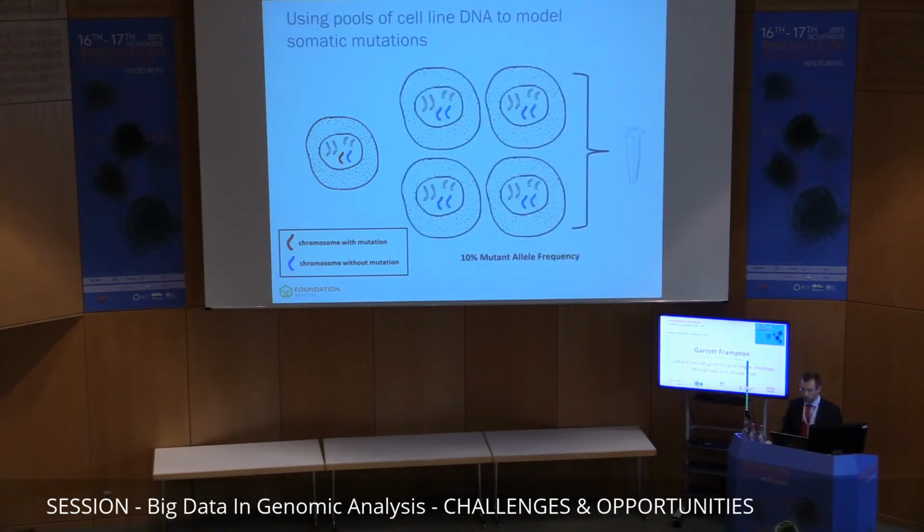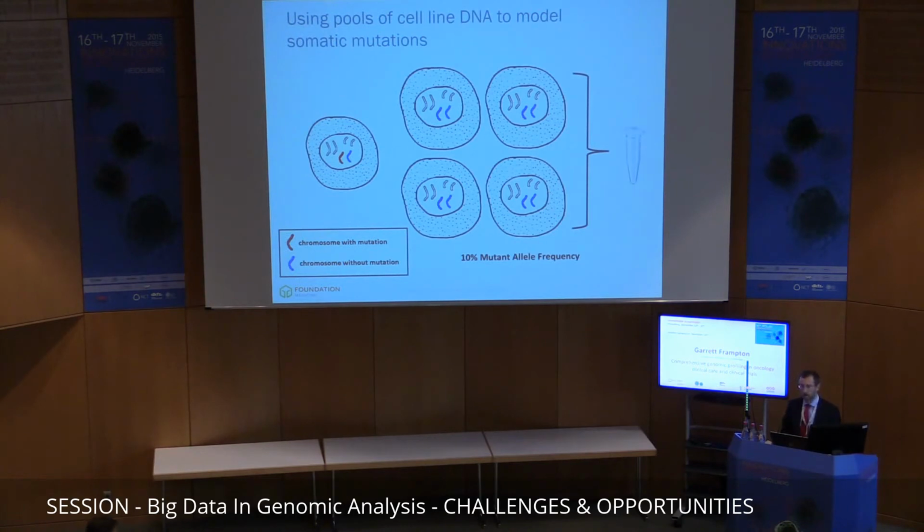But if you pool that specimen in equal part with DNA from other cell lines so that you dilute the mutation of interest, you can model somatic mutations at any mutant allele frequency. So in this example, the mutation on the chromosome shown in red would now be present at 10% mutant allele frequency. And so you can use this sort of approach to create specimens for validation purposes that go down to very low mutant allele frequencies.